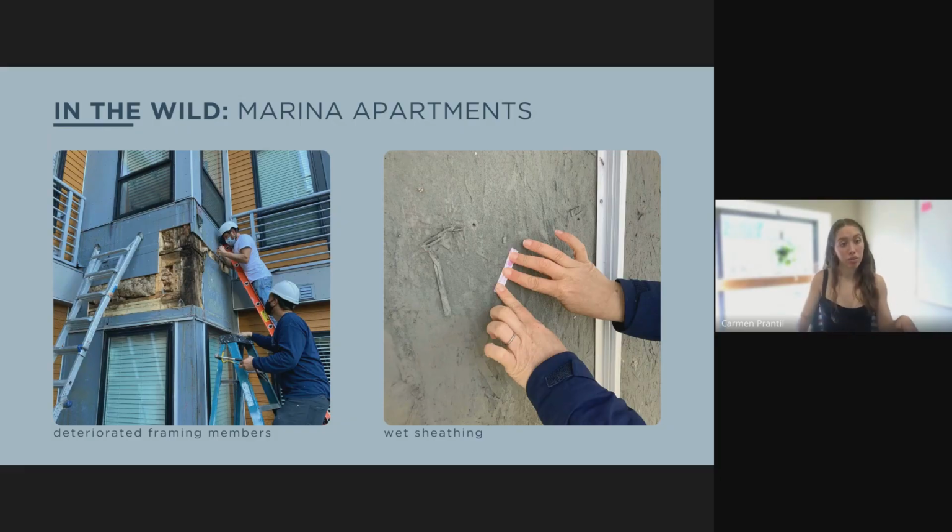So what we also saw on the exterior when we opened it up is that they had applied a fluid applied membrane directly on top of OSB. So OSB was their sheathing material in the exterior wall assembly. And then they also did not have a dedicated drainage plane. The fluid applied membrane that was installed onto that OSB also was semi-permeable.